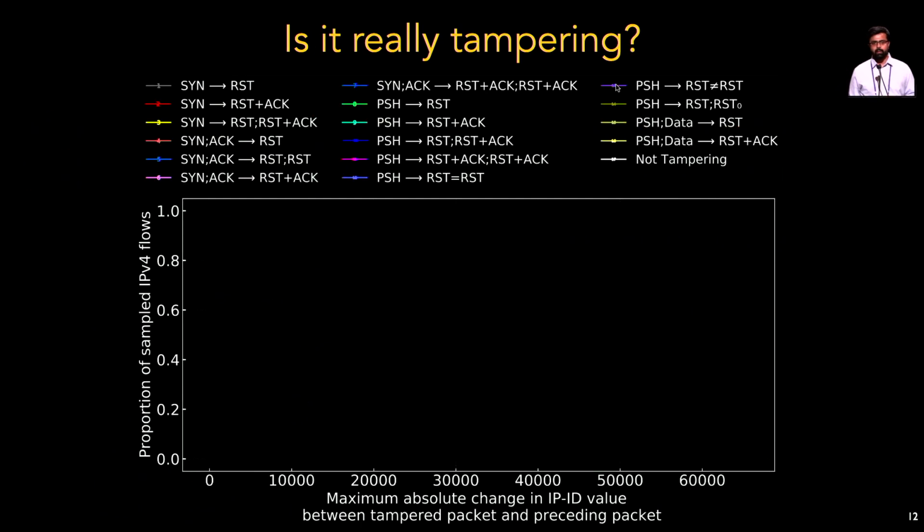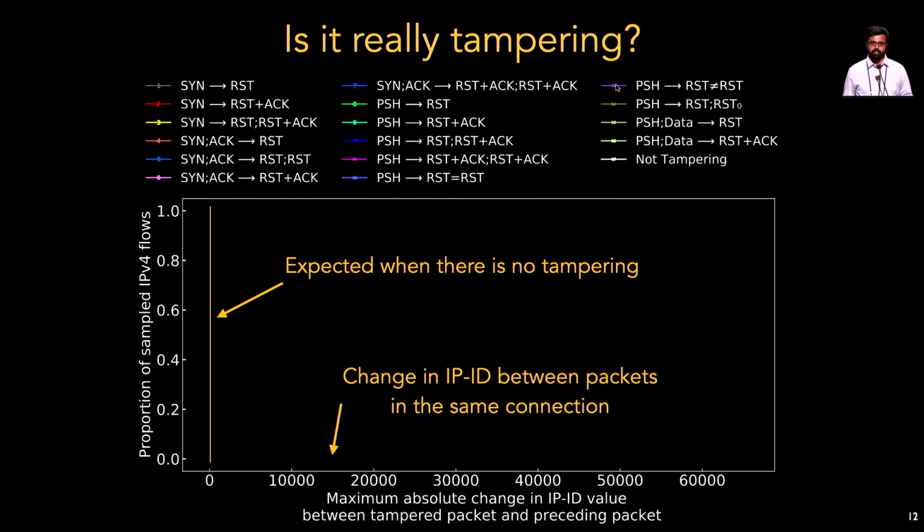OK, so the key question here is, how do we know that our signatures detect tampering? Could they just be detecting some weird client behavior? To make this distinction, we rely on certain fields in the TCP/IP header, such as the IP identification, or the IP ID field. Most clients follow RFC recommendations and increment the IP ID value by 1 for each consecutive packet in a connection.